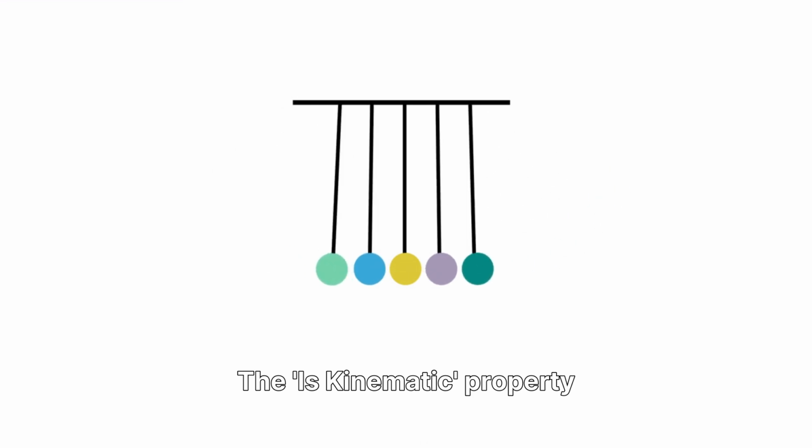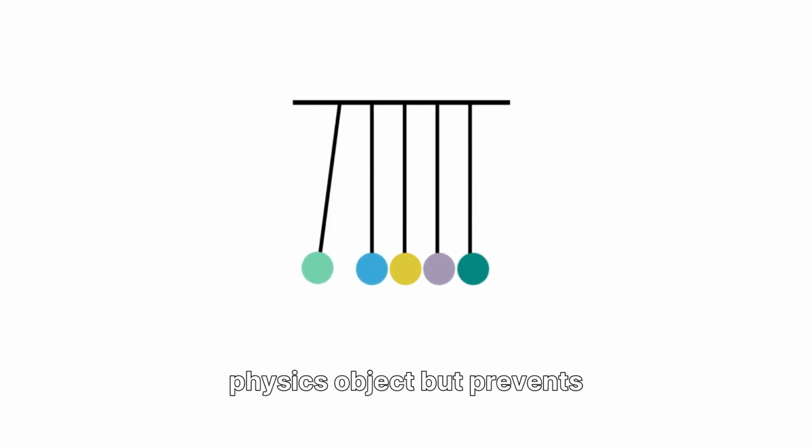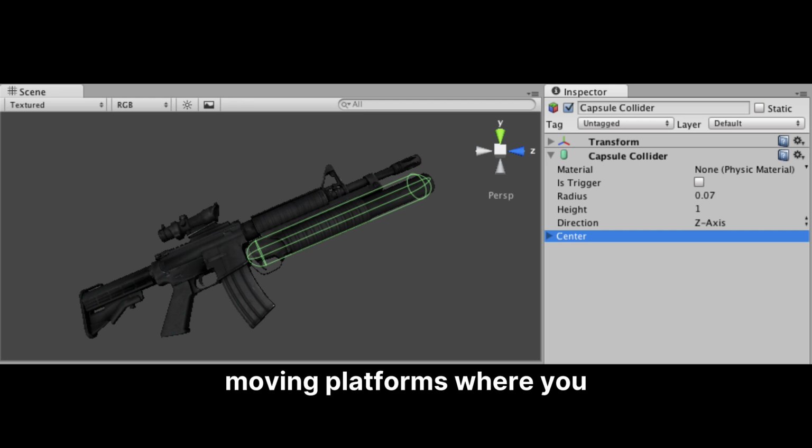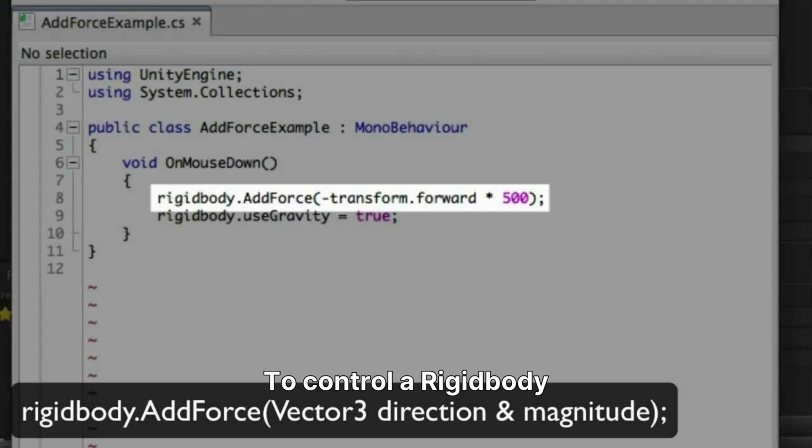The is kinematic property makes an object a physics object but prevents direct physics application. This is suitable for moving platforms where you want the player to be moved by it physically without the platform spinning out of control. To control a rigid body via script, the primary methods are add force to apply forces and add torque to apply rotational forces.